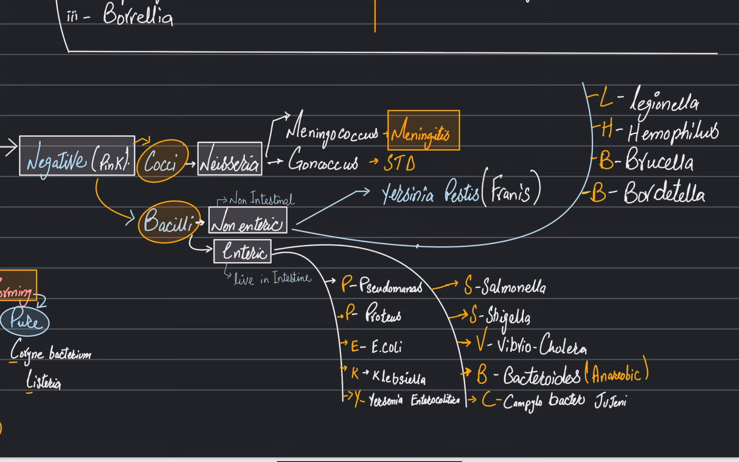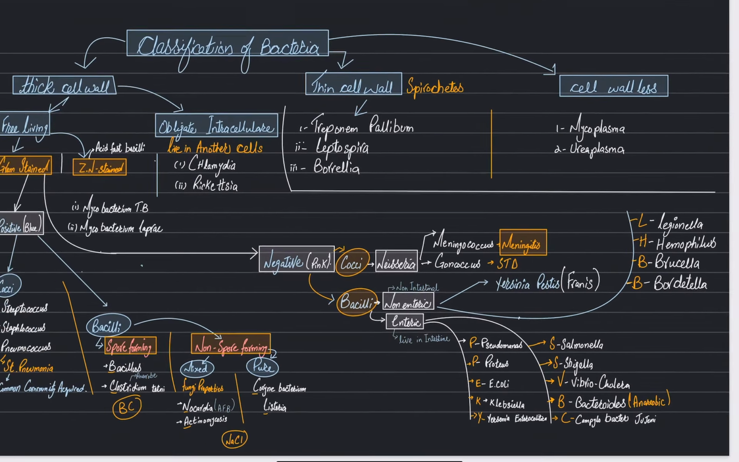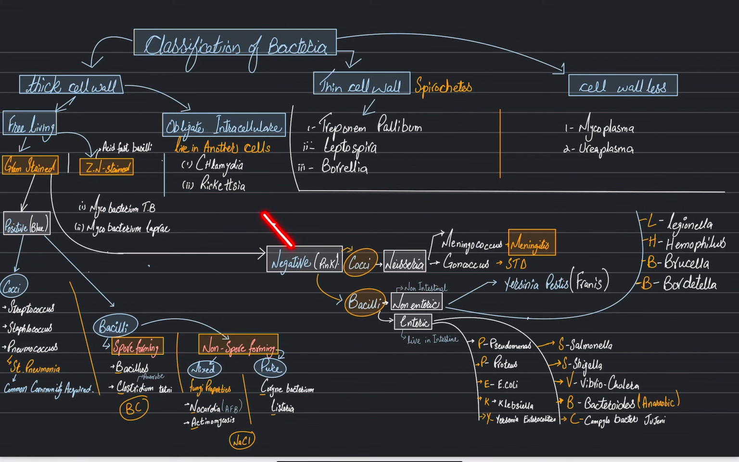And enteric we can see here the mnemonic. There are about 10 bacteria included here. The first here, Pseudomonas, Proteus, E. coli, Klebsiella, Yersinia enterocolitica. Okay, and we can see here Salmonella, Shigella, Vibrio cholerae, Bacteroides is also anaerobic, and Campylobacter jejuni. So this is the main big classification for bacteria. The first topic for microbiology.